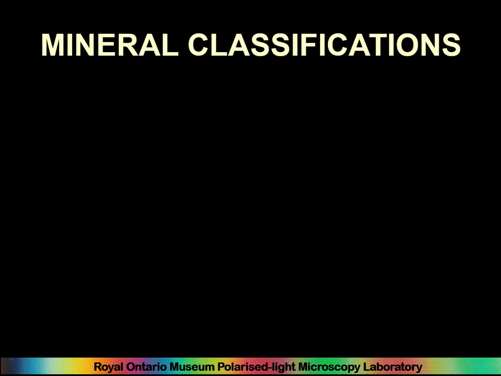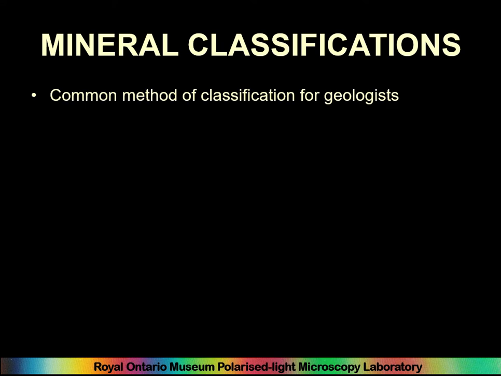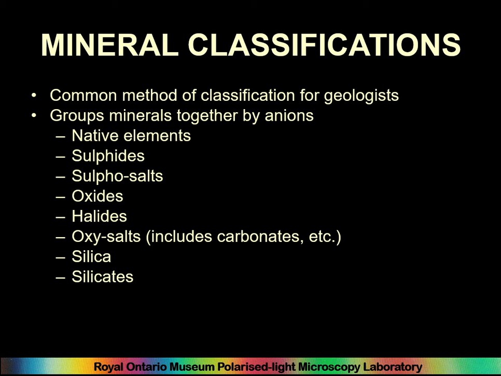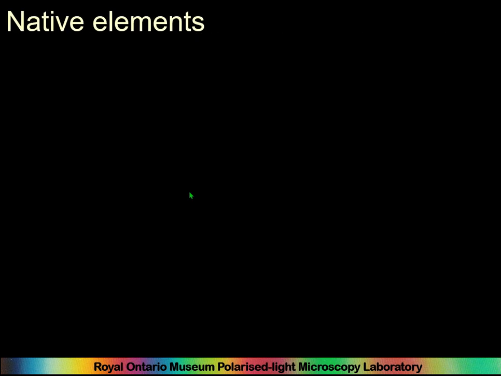So, mineral classifications. This is how we order minerals. It's a common method of classification that geologists use and love, and mineralogists, all those crazy earth-loving people. This groups minerals together by their anions. Remember, the anions are on the right. I'm going to go through each of these, but they are native elements, sulfides, sulfur salts, oxides, halides, oxy-salts, carbonates, silicon, silicates. And some of these are not going to be brought up again.